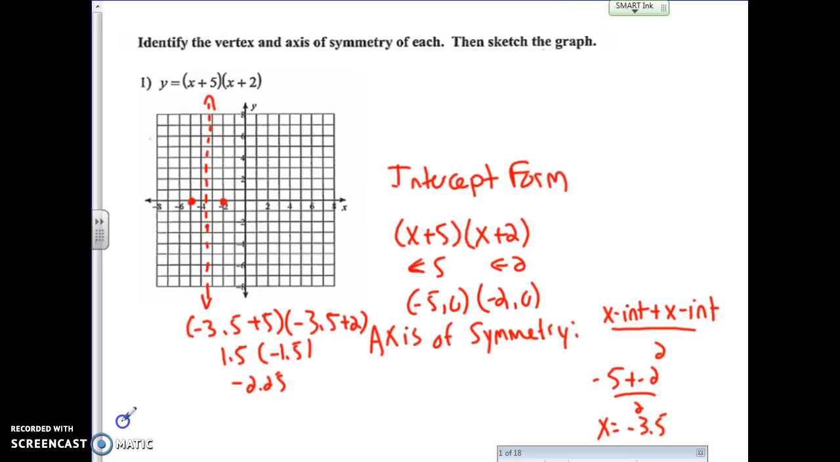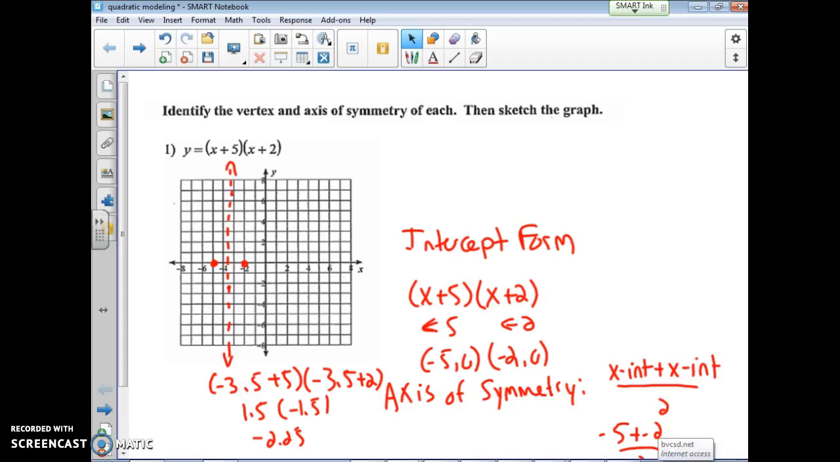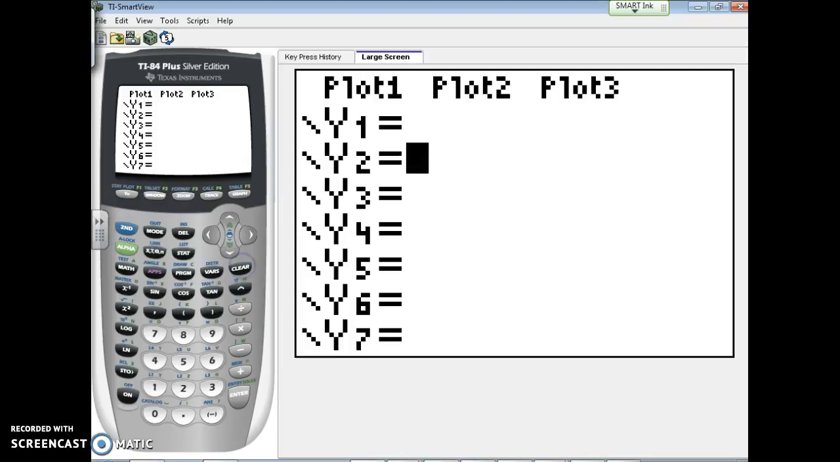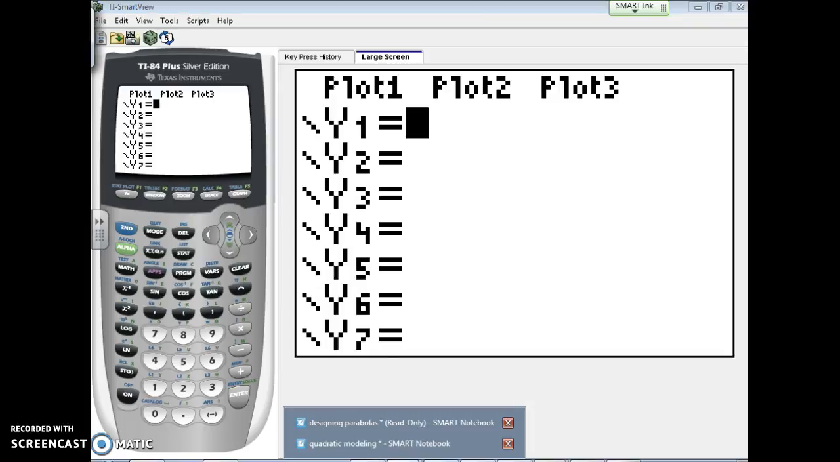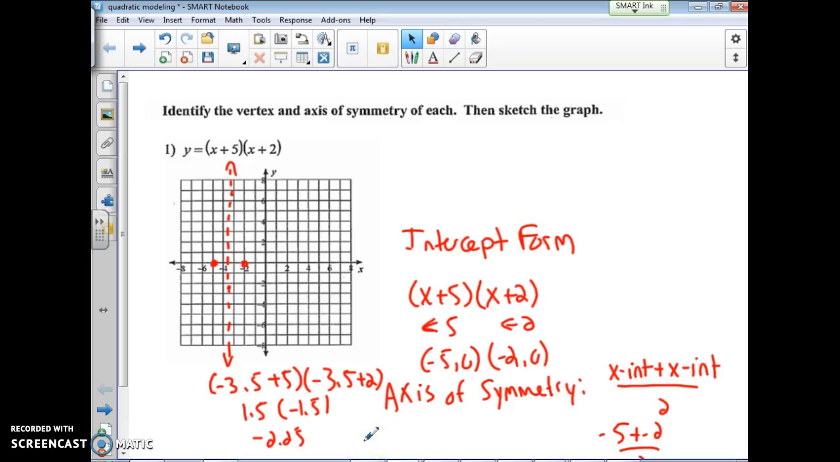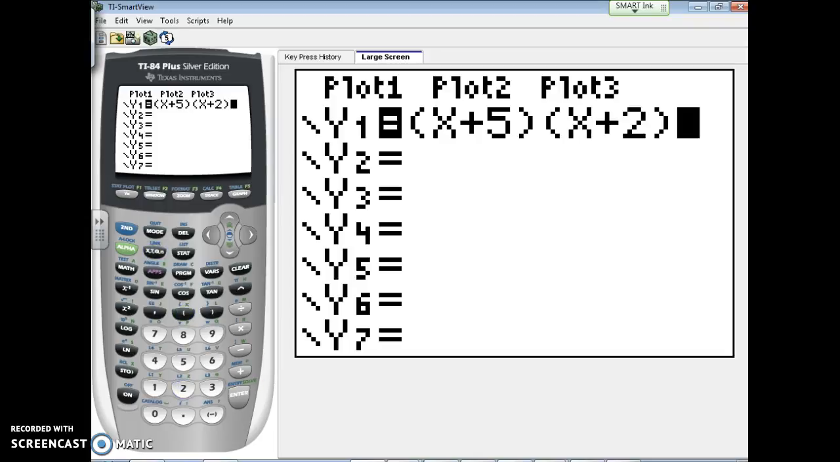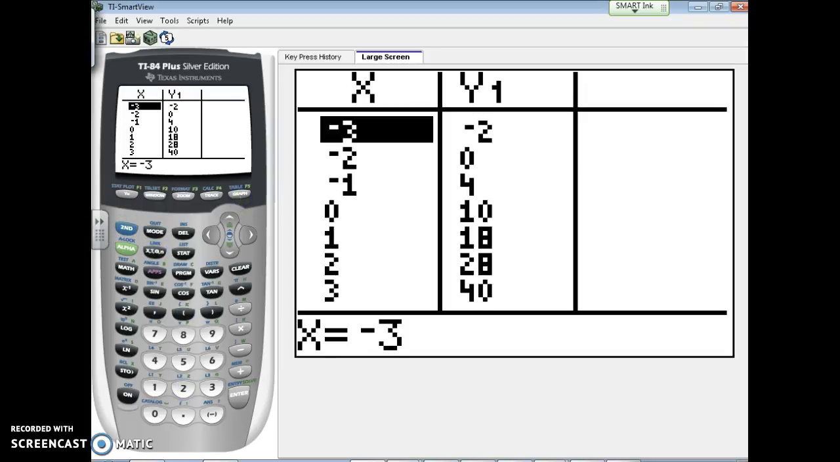Now, to find the other ones, I can just use my calculator to help me find some of the other values. So looking at this, you guys got the equation was x plus 5, x plus 2. So I'm going to look at x plus 5, x plus 2. And I'm going to use my handy dandy table to help me find values.